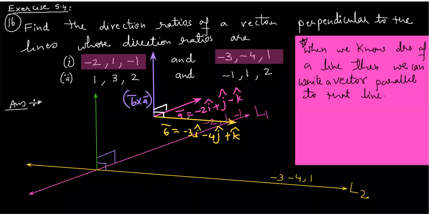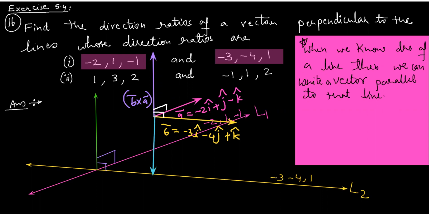Now B bar cross A bar is perpendicular to both the vectors, so automatically it is perpendicular to both the lines. You can find B bar cross A bar, or if you want, you can even find A bar cross B bar. Even A bar cross B bar will serve the purpose. How? See, A bar cross B bar is this way.